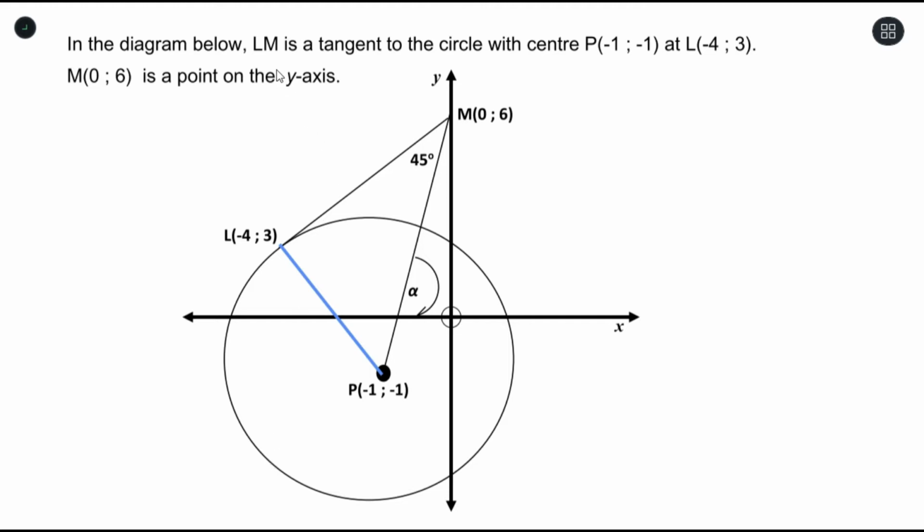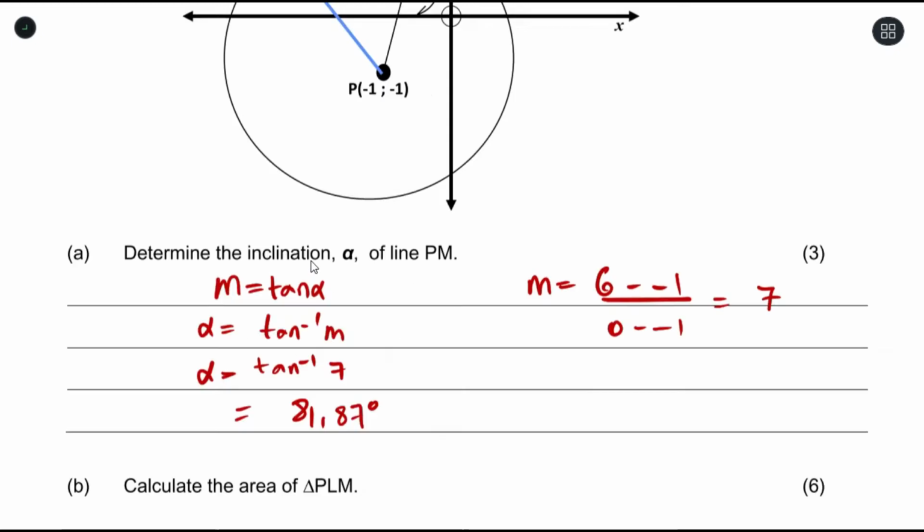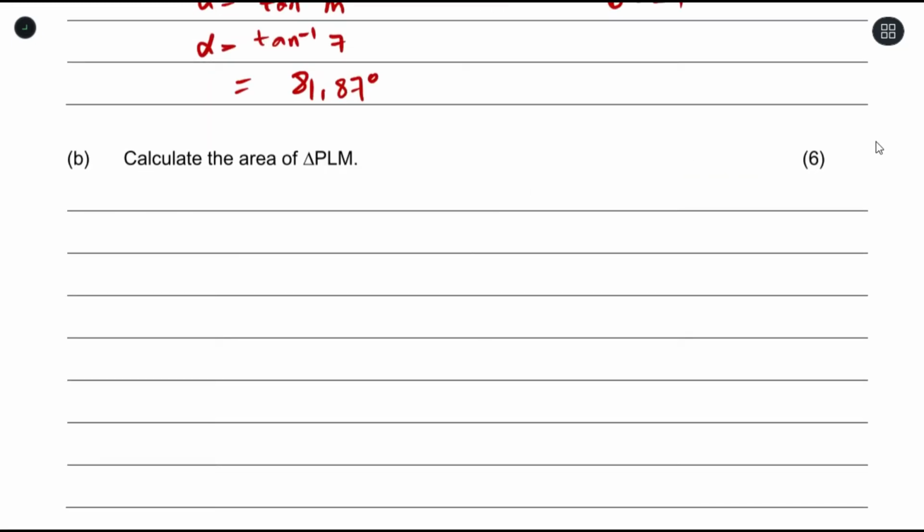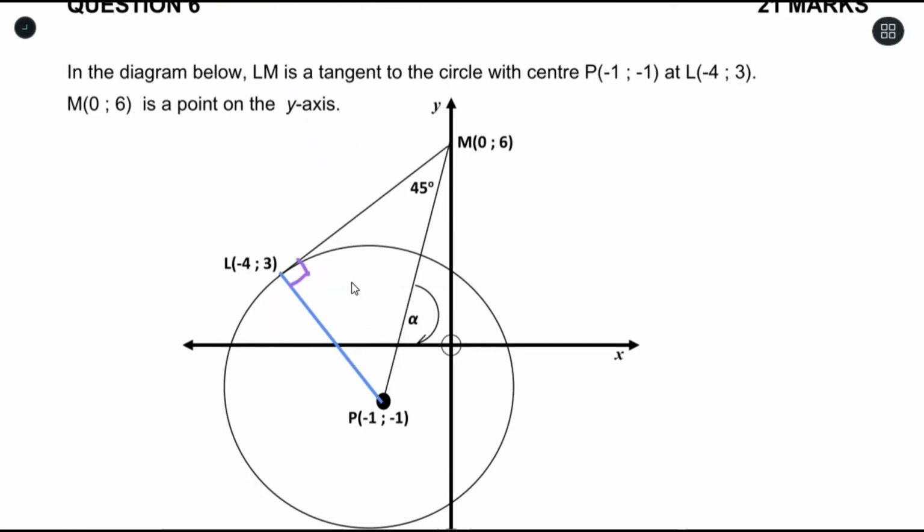And from the question, we know that LM is a tangent. Now, if it is a tangent, we know that the radius is perpendicular to the tangent, making this 90 degrees, right? So if this is 90 degrees, it will help us get our question a little bit easier. Now, the area of a triangle is half base times height, and more specifically, half base times perpendicular height.